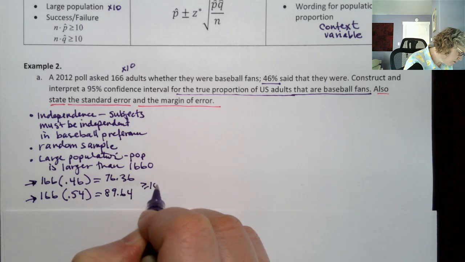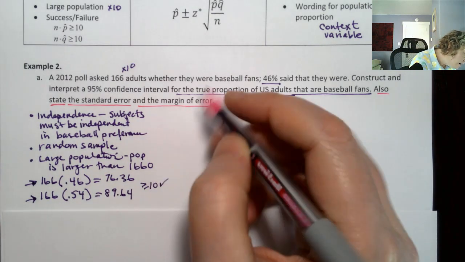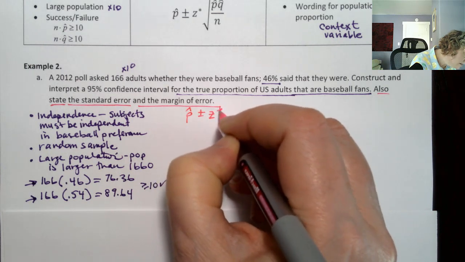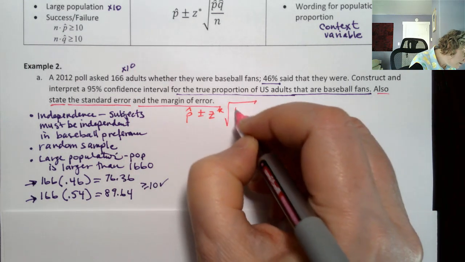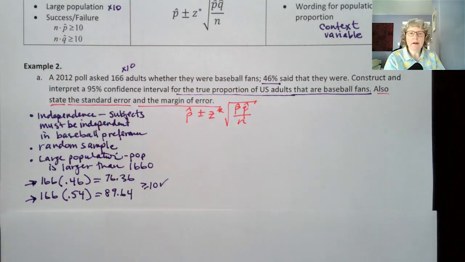So these are both greater than or equal to 10. So I'll just put a little check mark there. Okay, so there's our conditions. And then I'm going to put my formula in the middle, p hat plus or minus z star square root p hat q hat over n. So I wrote my formula in the middle.